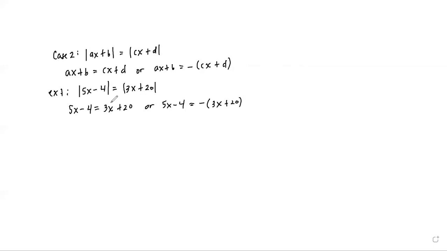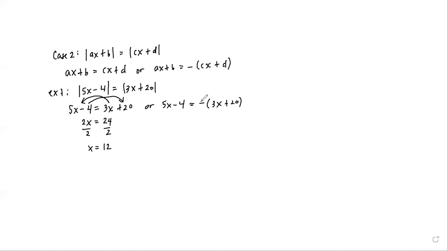So for the first equation, transposing 3x to the left side, we get 5x minus 3x, which is 2x. And transposing negative 4 to the right side, we get 20 plus 4, which is 24. And then dividing both sides by 2, we get x is equal to 24 over 2, which is 12.